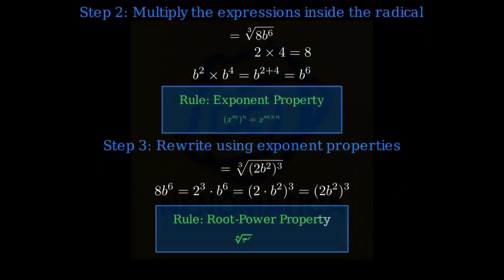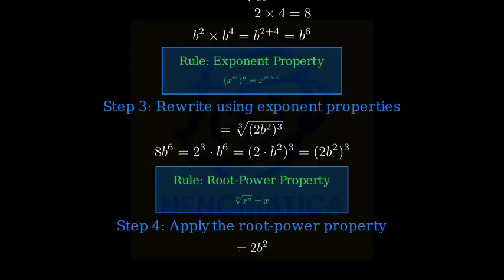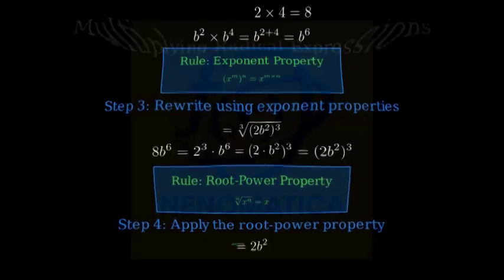Finally, for our last step, we'll apply the property that says the nth root of x to the nth power equals x. In our case, the cube root of something cubed equals that something. So, the cube root of 2b squared, cubed, equals 2b squared.